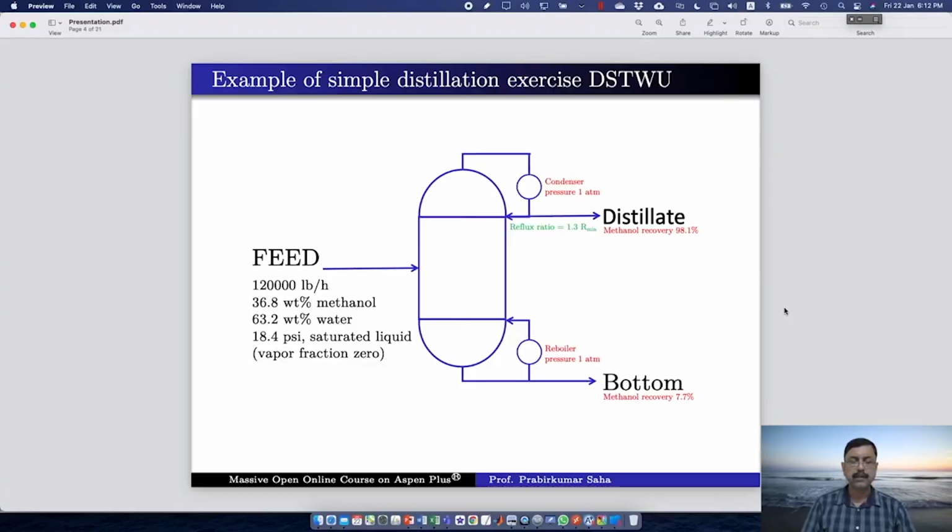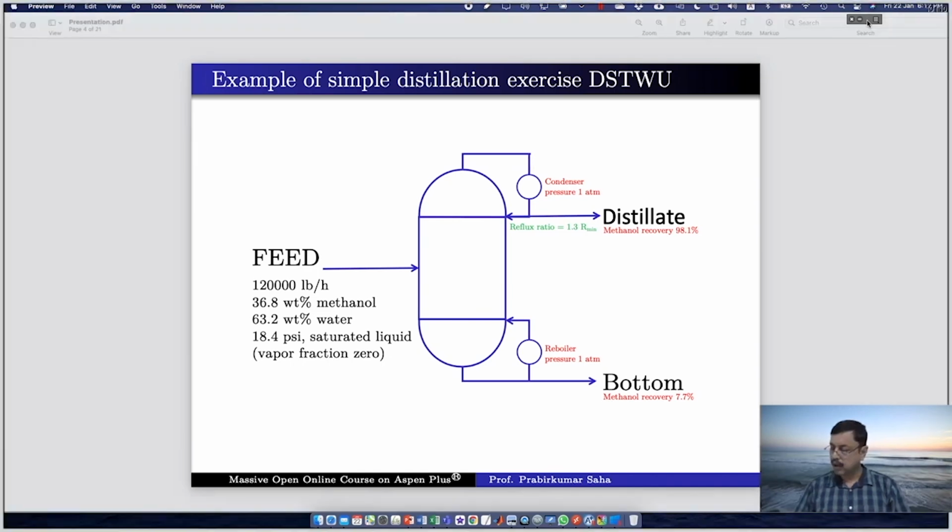So we shall learn the DSTWU block and its efficacy with the following example. This is the example of a simple distillation exercise. So this is a column. The feed contains a mixture of methanol and water. Its flow rate, weight fractions, and pressure are given. And also it is said that the feed is saturated liquid. Temperature is not given, but it is said saturated liquid. That means the vapor fraction is 0. So this information is needed for the simulation purpose.